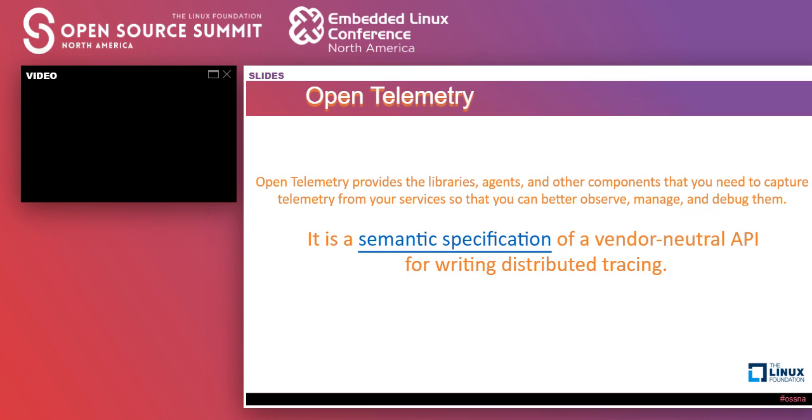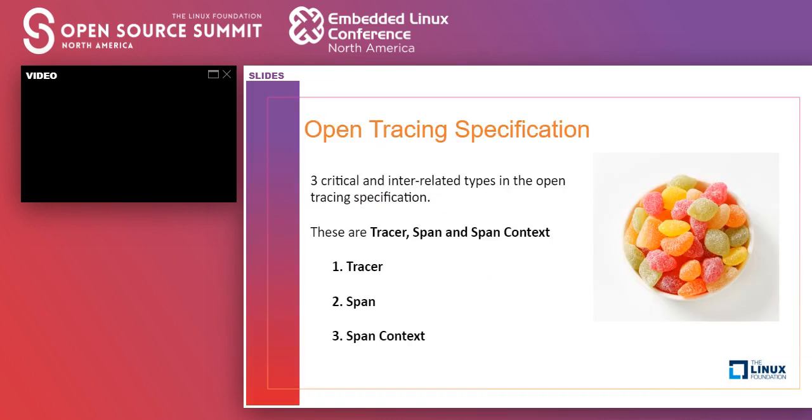One such example in our case is Jaeger. They do follow the OpenTracing specification, and that's what we have been using in our demo as well. There are three major components, or you can say three critical aspects, of the OpenTracing specification. They are named tracer, span, and span context. OpenTracing, as mentioned, defines an API through which application instrumentation logs data to a pluggable tracer.